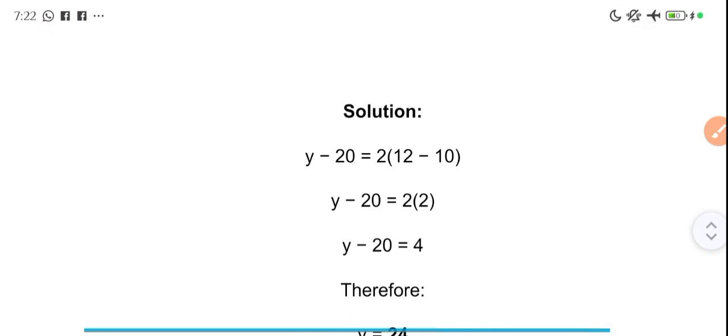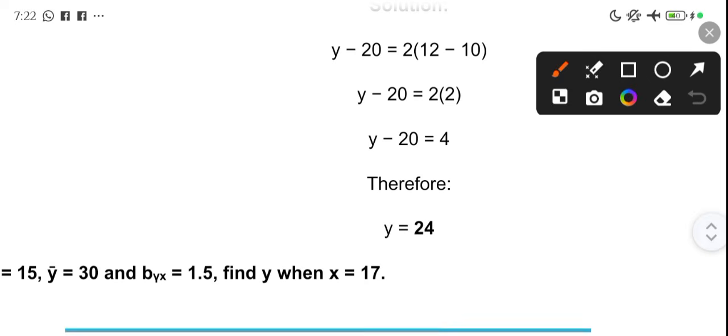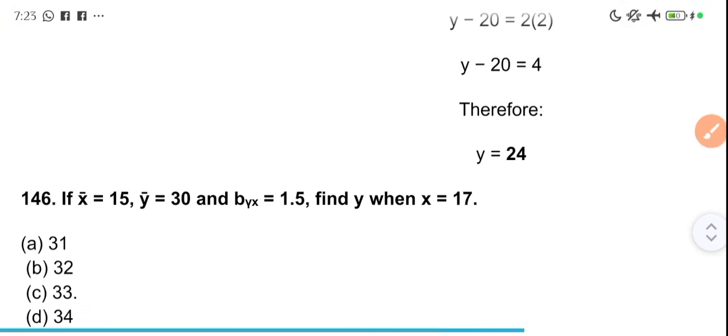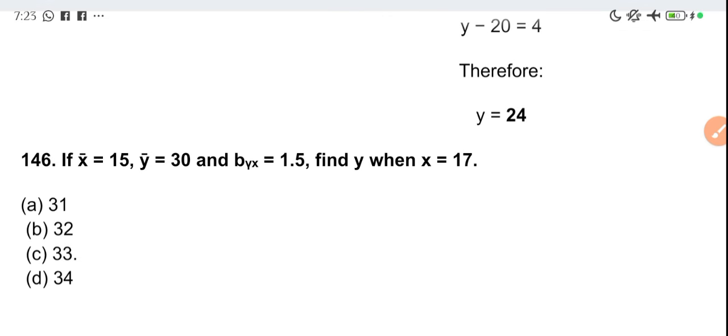What they are telling you is to look for the subject of the formula. So y is equal to 20. It's very simple, subject of formula. That's what they are telling you to do. Find the subject of the formula, and then you are good to go. Alright. If x bar is 15, y bar is 13, and the coefficient is 1.5, find y when x is 17.